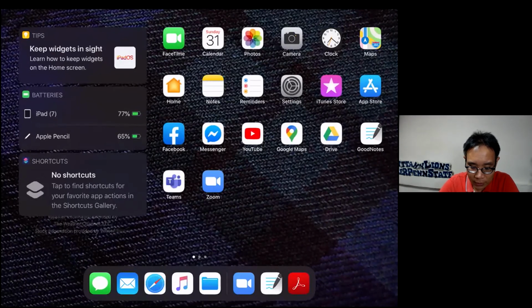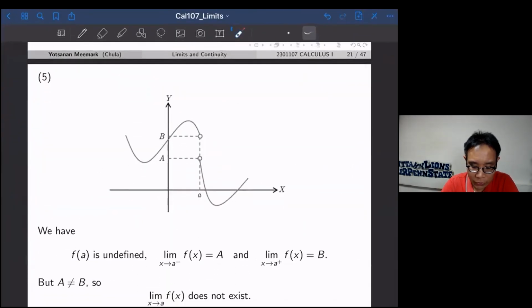And another last guy, you see the left limit equal to B and the right limit equal to A. Okay, I made a mistake here. Let me erase this one. I switch this one a little bit. So this one is not A and B. This one will be B limit from the left and A accordingly.